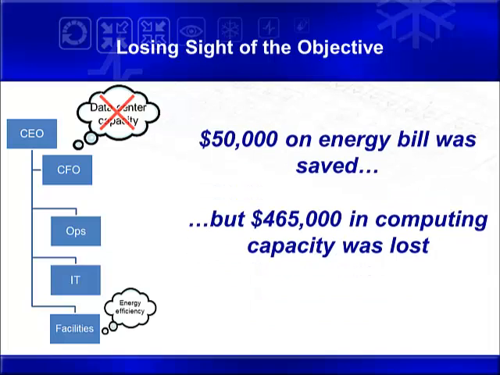In terms of total cost of ownership, $50,000 per year in energy costs was saved, but $465,000 worth of computing capacity was lost. So efficiency was gained at the expense of capacity, a classic case of being penny wise and pound foolish.